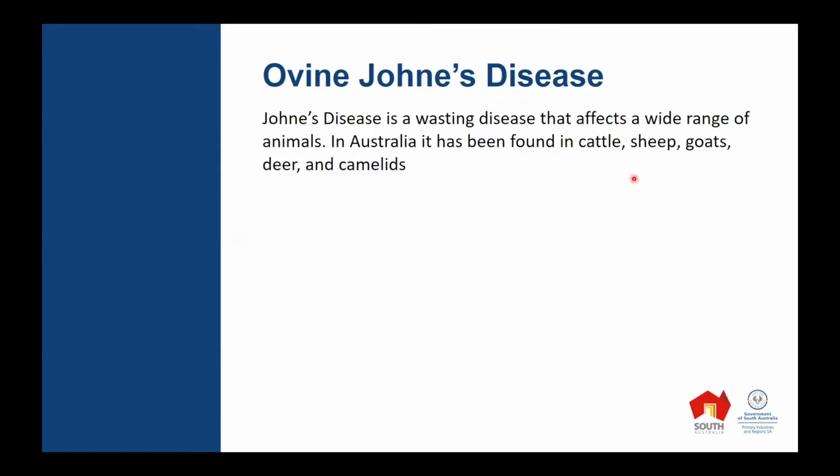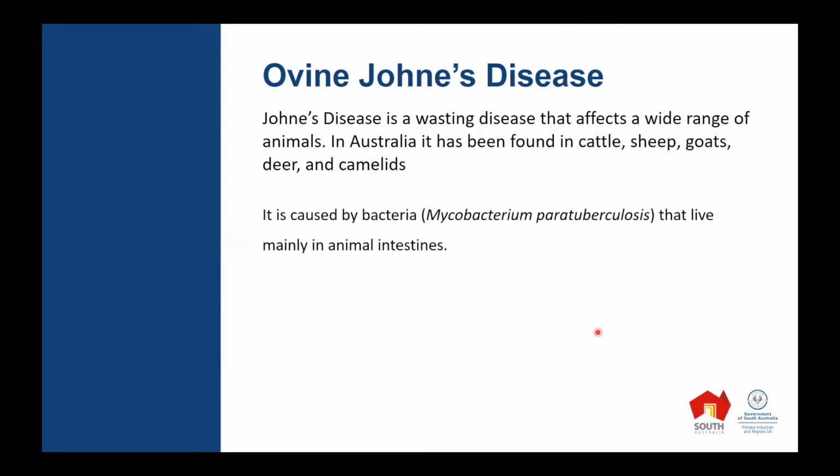Johne's disease has been around in Australia since the late 80s, early 90s. It's a wasting disease of sheep. It affects other species as well, including cattle, goats, deer and camelids, alpacas. The causative bacteria is Mycobacterium paratuberculosis. It tends to invade the animal's intestine, the small intestine mainly.